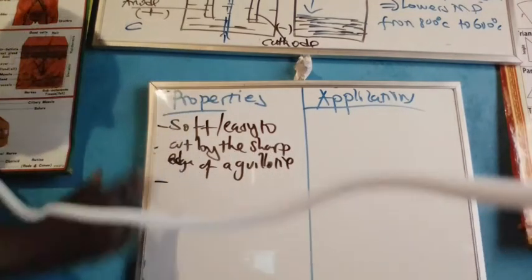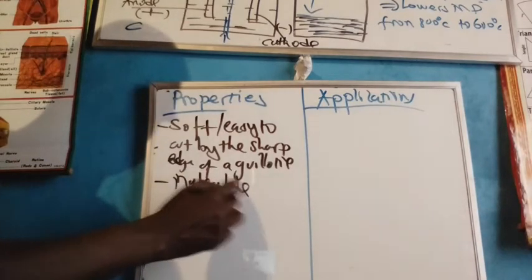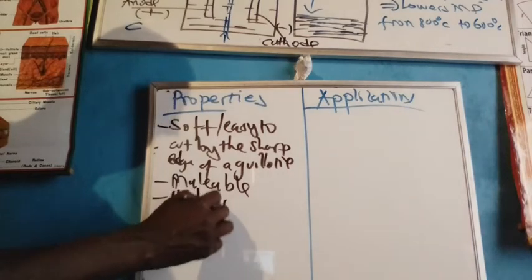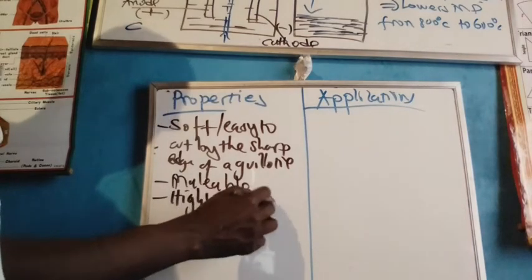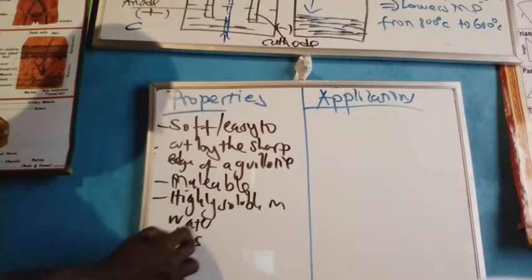Number 2, it is malleable and highly soluble in water. It is also lustrous, which means shiny.